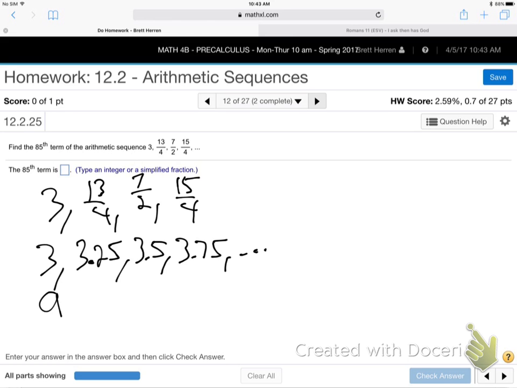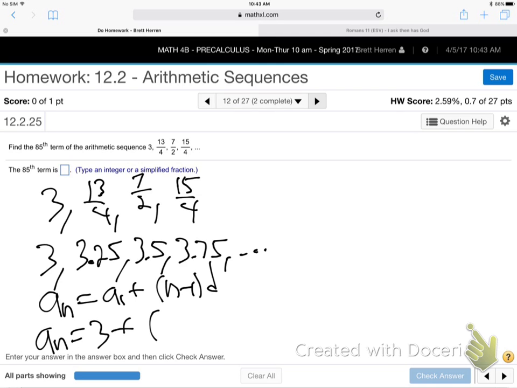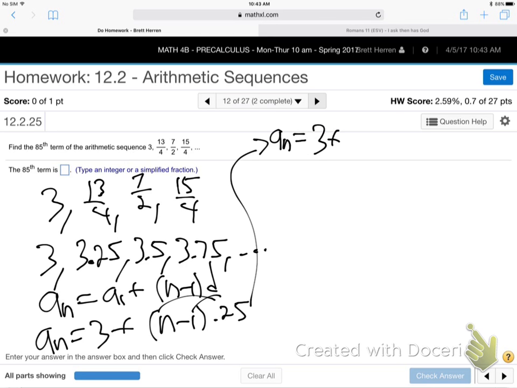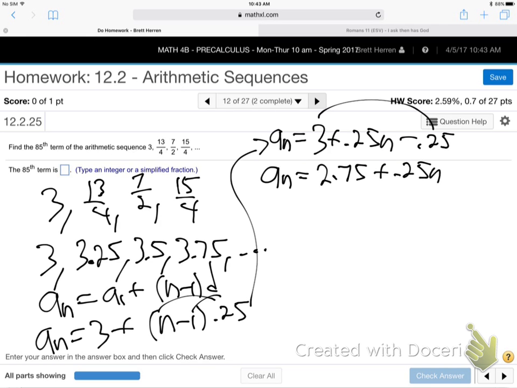So A sub n is A1 plus (n-1)d. So the first term is 3. The difference from term to term is 0.25. Distribute that. Bring it up here. A sub n is 3 plus 0.25n minus 0.25. 3 minus 0.25 is 2.75 plus 0.25n. So there's our general formula.